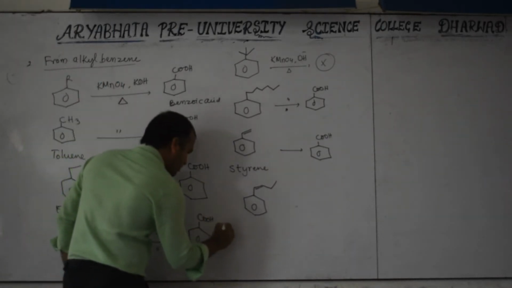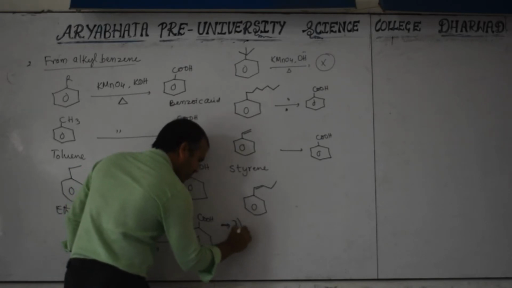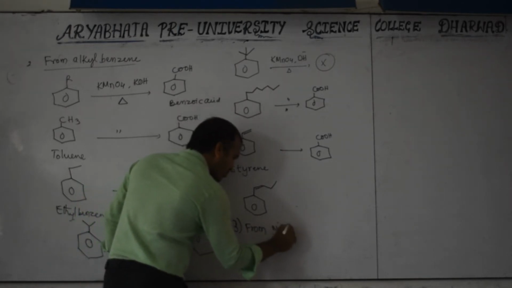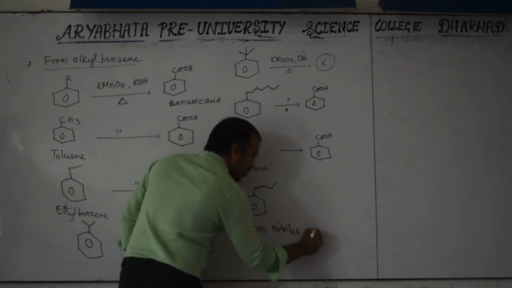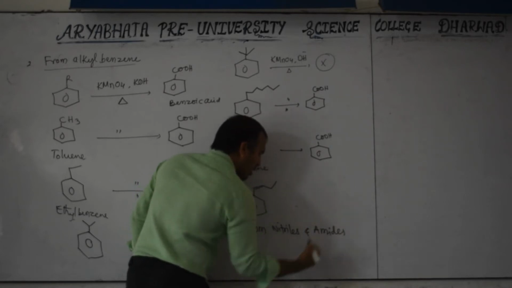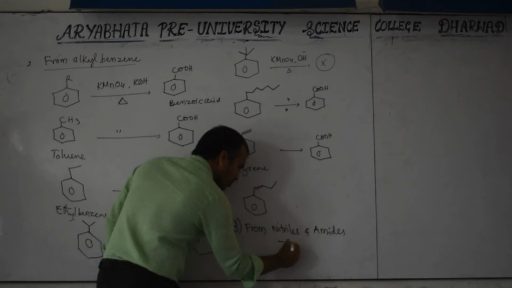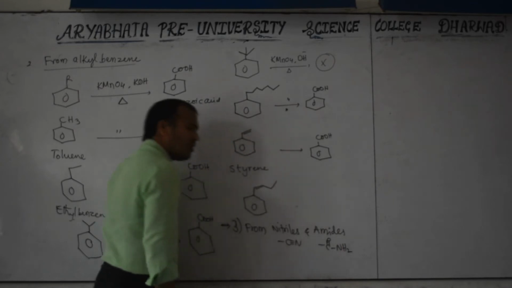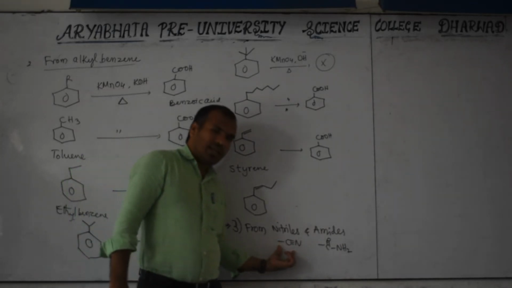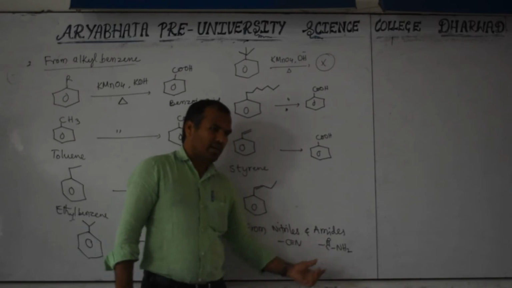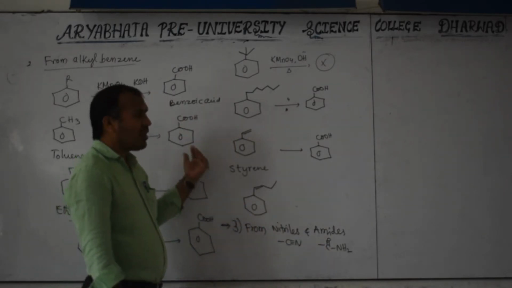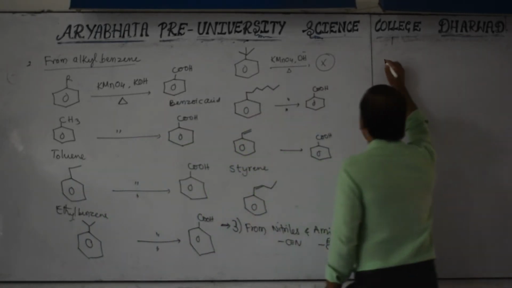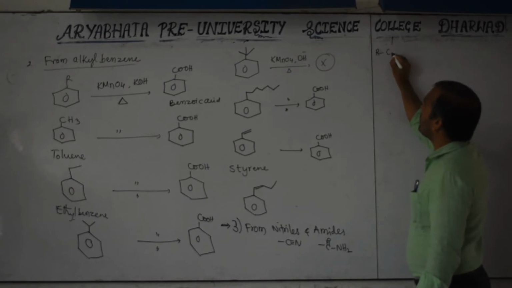Next, the third method is from nitriles and amides. Nitrile is nothing but cyanides, and amide is nothing but C double bond O NH2. Nitrile means cyanides, this is amide. From nitriles and amides we will get the carboxylic acid. Here, take any nitrile, R C triple bond N.